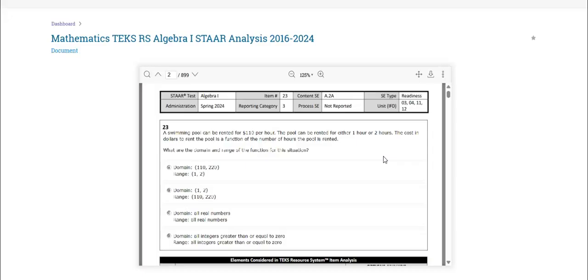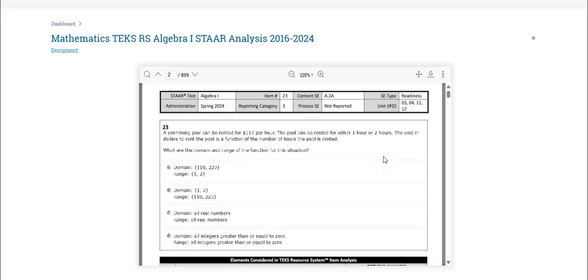If you come back up here to the top, this information at the top tells you, again, the standard, if it's a readiness TEK versus the supporting TEK. It tells you the reporting category, what unit this corresponds to. You can obviously see the question type. So this one is a multiple choice, but if it was short constructed response or technology, you would see that here. You can also see what year this question comes from, which is spring 2024.